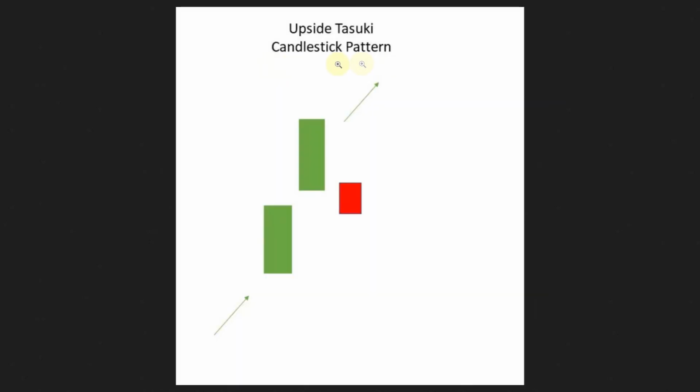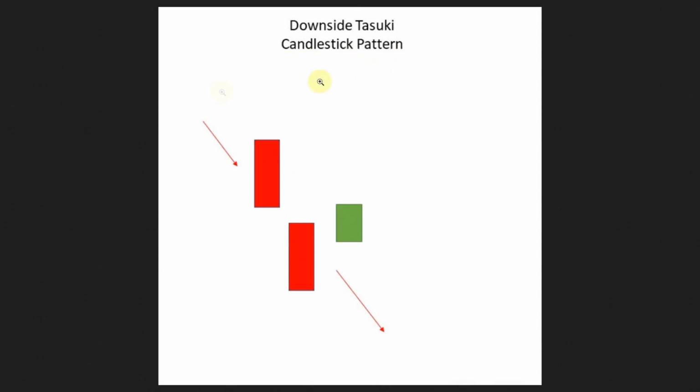The upside Tasuki Gap is a bullish continuation candlestick pattern which is formed in an ongoing uptrend. This pattern consists of 3 candles. The first candlestick is a long-bodied bullish candlestick, and the second candlestick is also bullish, formed after a gap up. The third candlestick is a bearish candle that closes in the gap formed between these first 2 bullish candles.